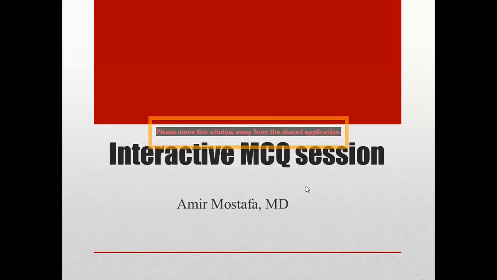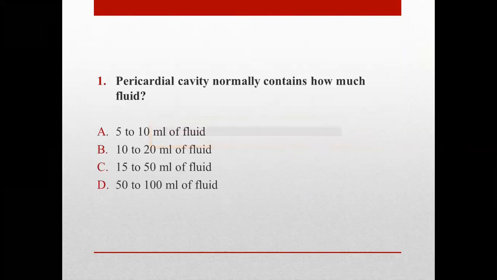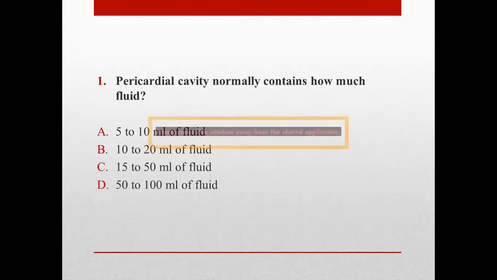We'll start first with the MCQ about pericardial disease. Question number 1. Pericardial cavity normally contains how much fluid? 5 to 10 milliliters of fluid, 10 to 20 milliliters of fluid, 15 to 50 milliliters of fluid, or 50 to 100 milliliters of fluid.